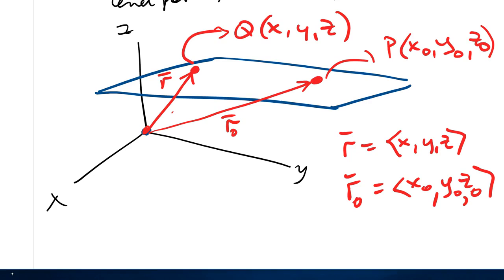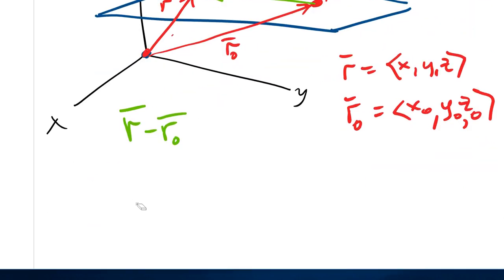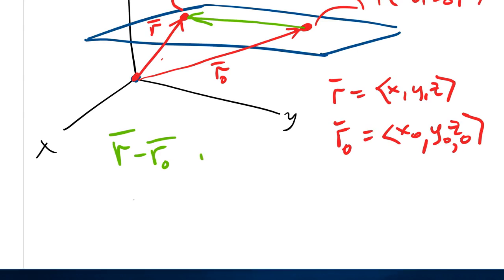Now, r minus r naught, we had this before, was this vector like this. So in green, we have r minus r naught. Remember, you complete the triangle, and the vector points toward the first term. Points toward the first term. That's how it's drawn. Okay, now r minus r naught is a vector on the plane.